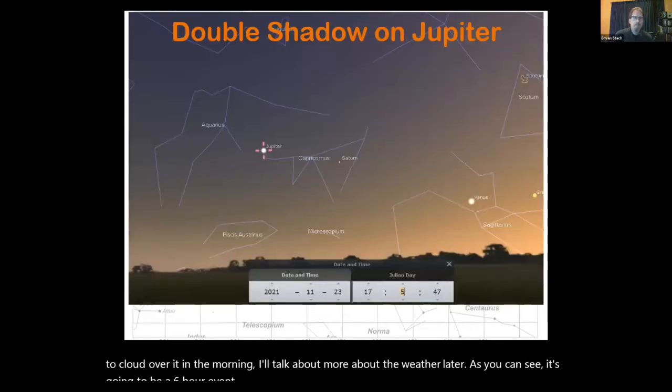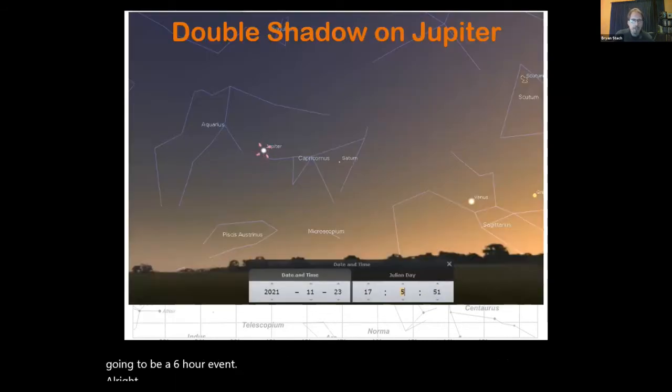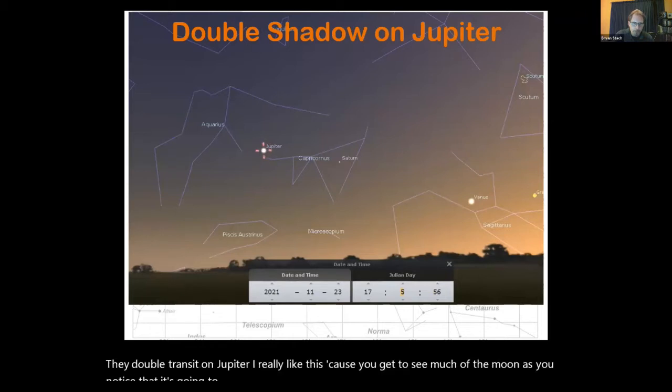All right, the double transit on Jupiter. I really like this because you get to see much of the moon. As you notice, it's going to happen on November the 23rd, just after sunset. As you can see, it's going to be just after 5 o'clock.